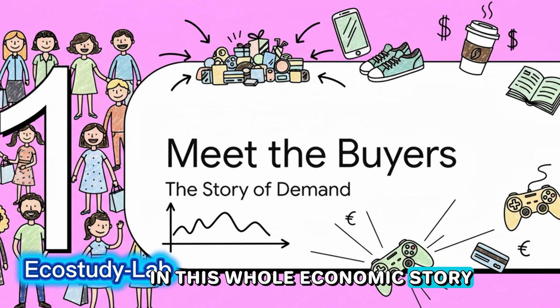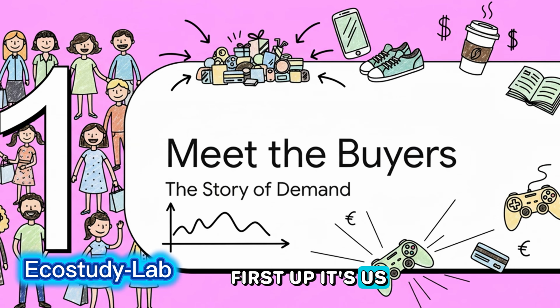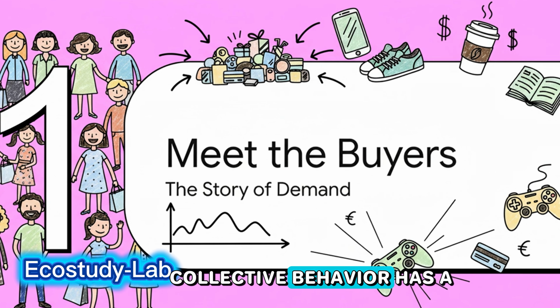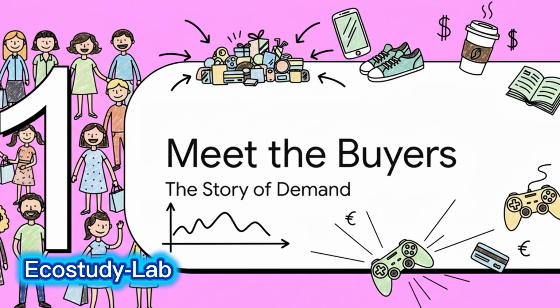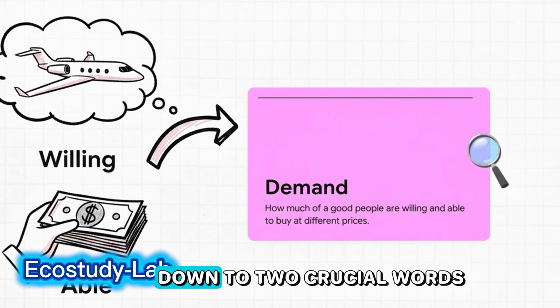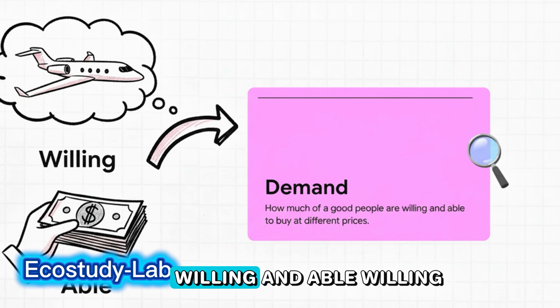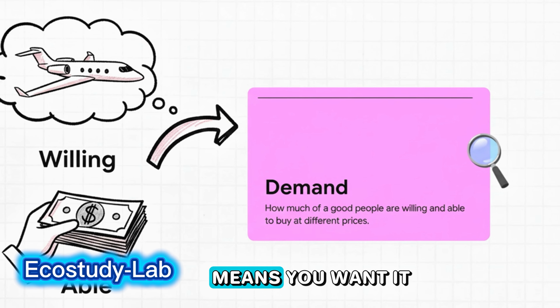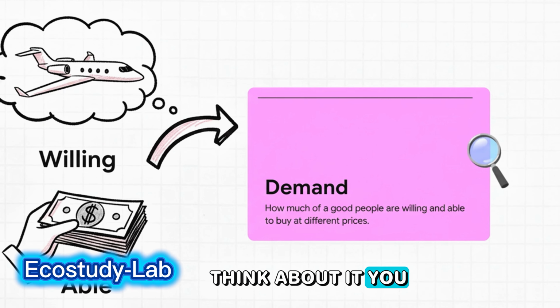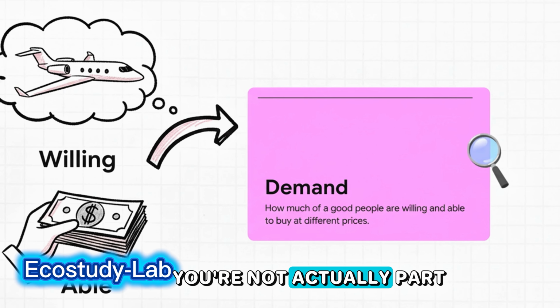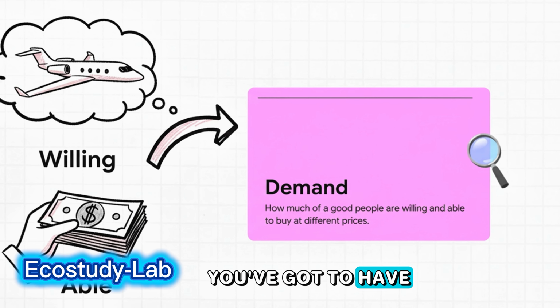All right, to understand how a price is born, we need to meet the two main characters in this whole economic story. First up, it's us, the buyers, and our collective behavior has a name: demand. Demand really just boils down to two crucial words: willing and able. Willing means you want it. Able means you can actually afford it. Think about it. You might be willing to buy a private jet, but if you're not able to, you're not actually part of the demand for them. You've got to have both.